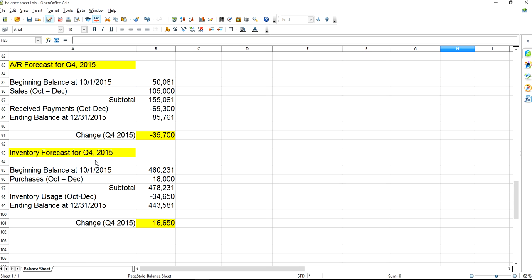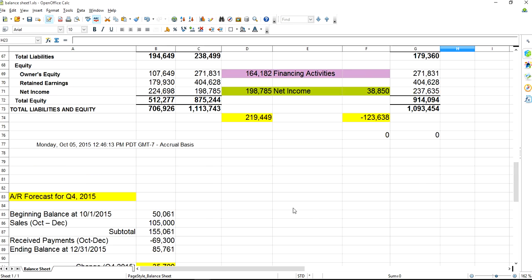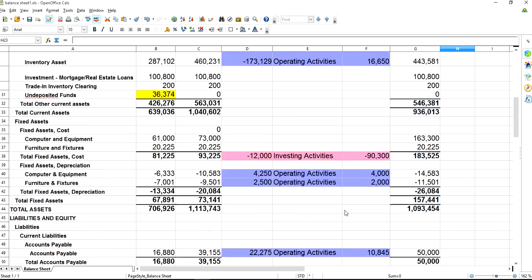And also did the same thing for inventory forecast. Beginning is this, and since we have a huge inventory balance here, we don't need to buy too much. So basically, we're going to buy about $18,000, and we're going to use our existing inventory to reduce it. And so that's how I got those inventory and AR numbers.